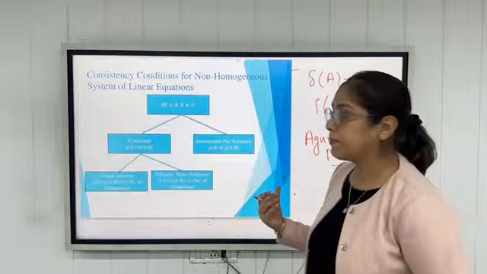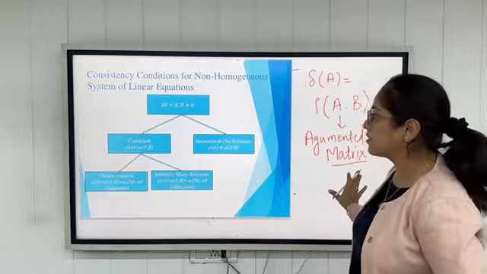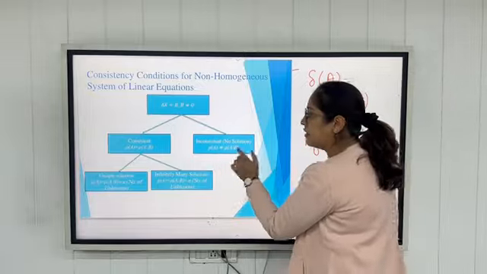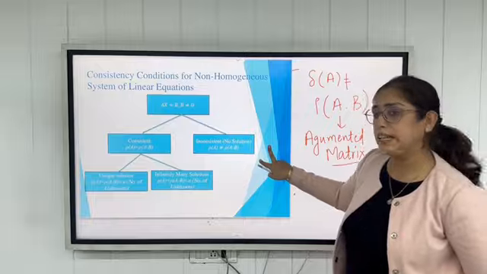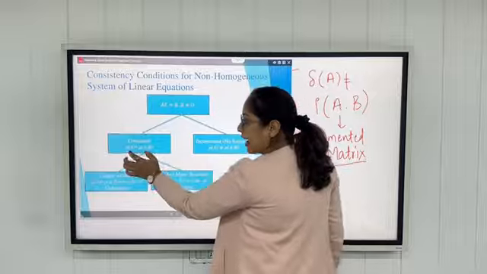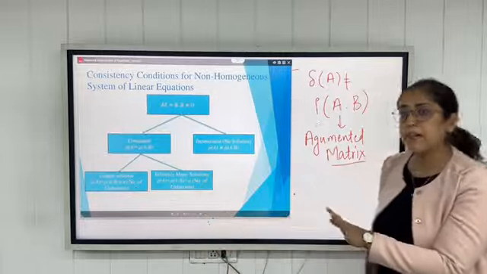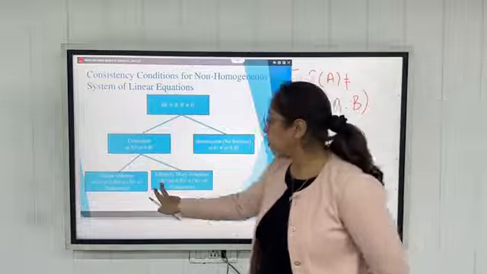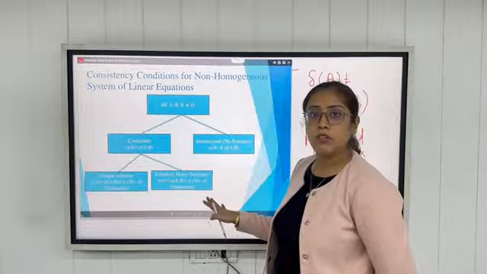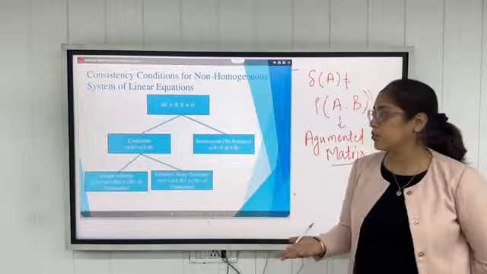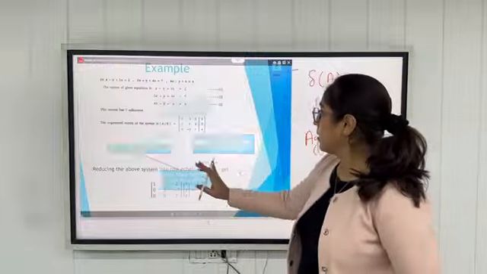What do you mean by augmented matrix? The next slide is the example which shows how to solve this non-homogeneous system of equations. And this is inconsistent when the ranks are not equal. Further, if the rank of A and the rank of the augmented matrix are equal to the number of unknowns, then it will have a unique solution. And if the rank of A is equal to the rank of the augmented matrix and is less than the number of unknowns, then we say that it has infinitely many solutions. So we will see this with an example. It will be more clear to you.